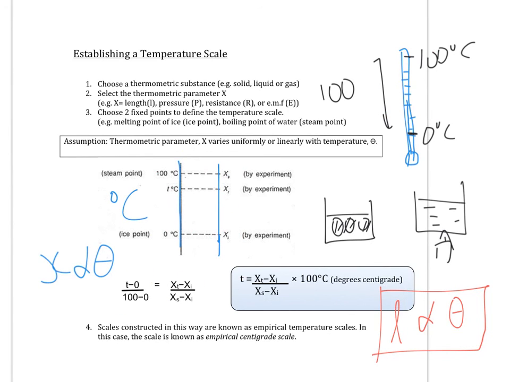So (t minus 0) over (100 minus 0) is equal to (x_t minus x_i) over (x_s minus x_i). And therefore, if we eliminate the 0 and bring the 100 over, we will get this formula, which is the temperature in degrees centigrade. So do remember this formula, where we can use it in most thermometers that make use of the empirical centigrade scale.